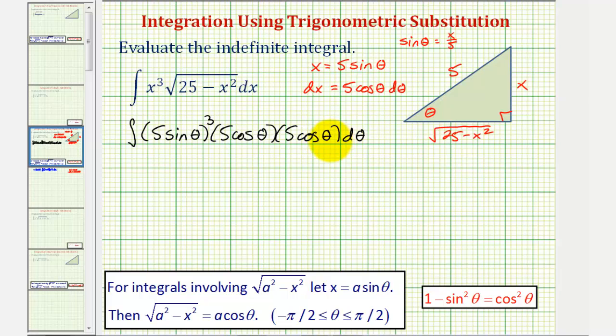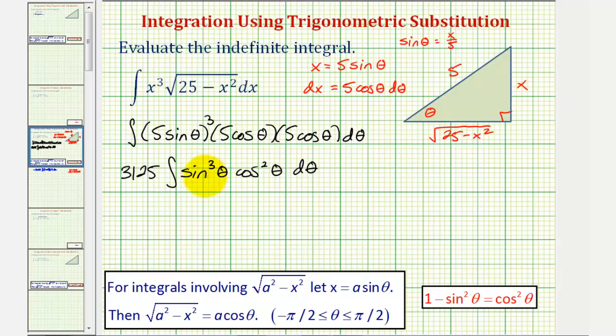Let's factor out the coefficient. Here we have 5 cubed, that's 125, times 5 times 5, which would be 3,125, times the integral of, we'd have sine cubed theta times cosine squared theta d theta.